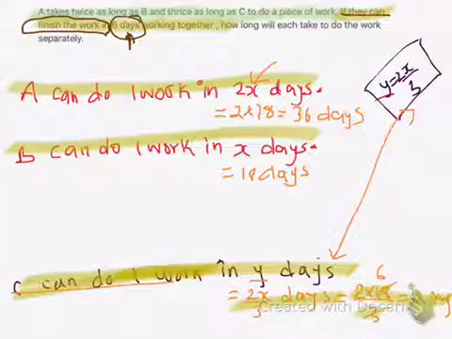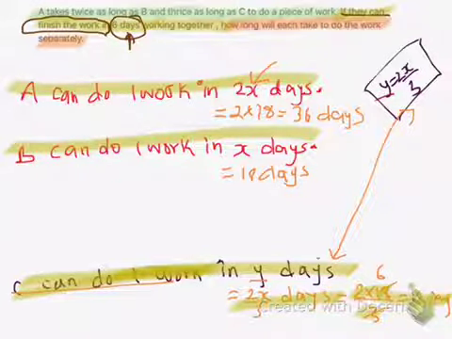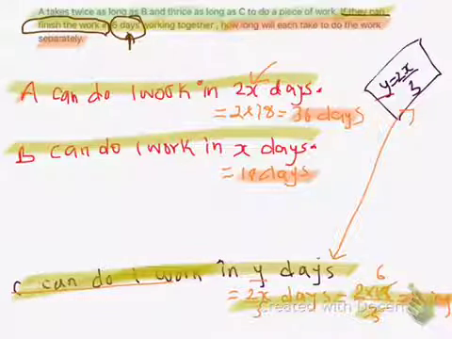So the question has asked us how long it will take to do the work separately. To work separately, A takes 36 days to do one work, B takes 18 days to do one work, and C takes 12 days to do one work, which is our answer.